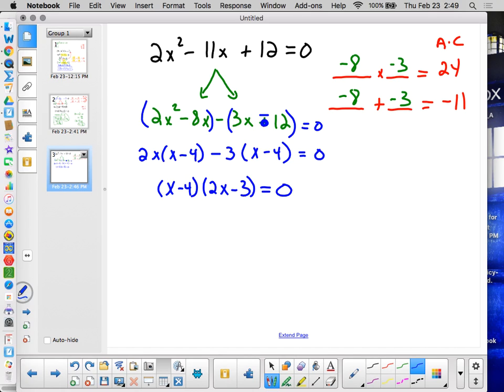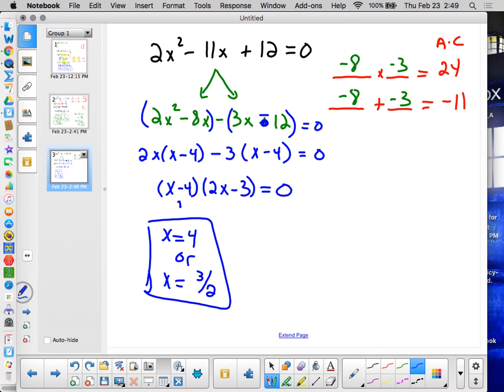equals 0. So x equals 4, because 4 minus 4 is 0. Or x equals the opposite of negative 3, which is positive 3 over 2. Because if I put 3 halves in for x, I don't get a 0 on this side, but I do get a 0 over here. 2 times 3 halves is 3. 3 minus 3 is 0. Okay?